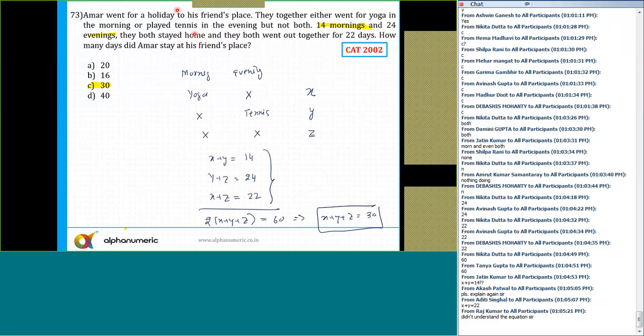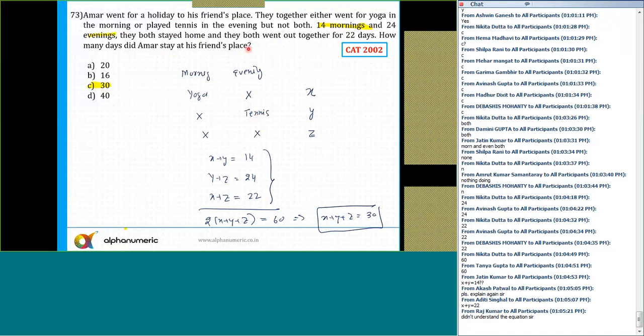So Amar went for a holiday to his friend's place. They together either went for yoga in the morning or played tennis in the evening, but not both. Now after that, on 14 mornings and 24 evenings, they both stayed at home. So there were 14 mornings in which they stayed at home, and 24 evenings when they stayed at home.